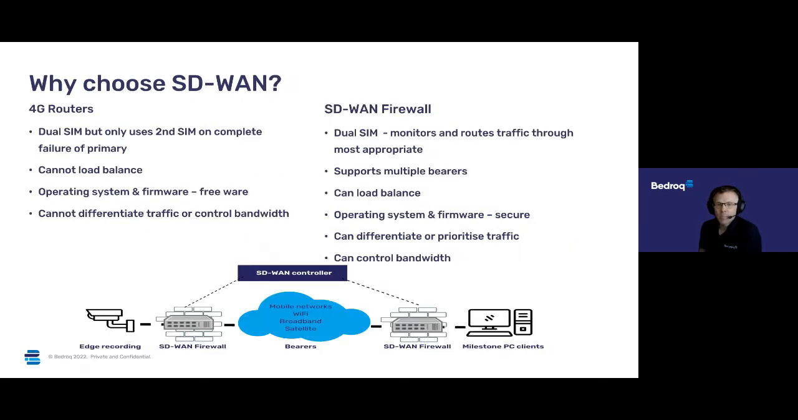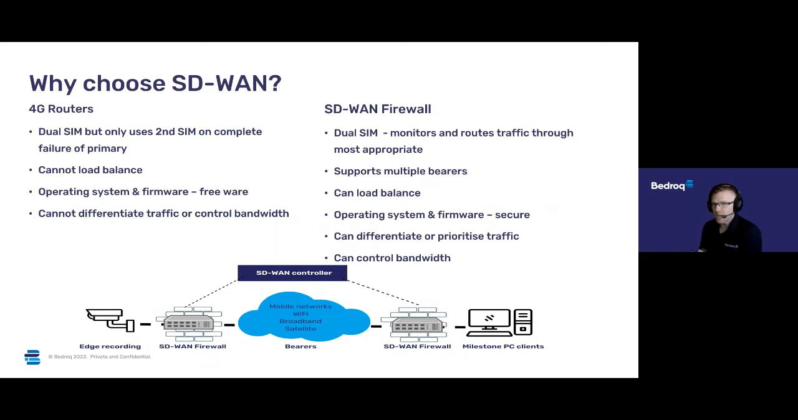So why would you choose SD-WAN? If we have a look at some of the other technologies that you may be used to using, then we can make some comparisons. So things like the 4G, 5G routers that some people use, some of those will be dual SIM, but they will only use the second SIM in the event that the first one either completely fails, just simply stops working, has no signal at all, that type of thing.